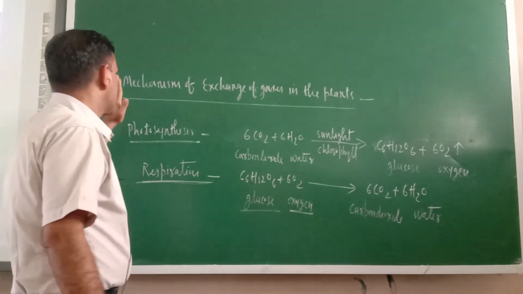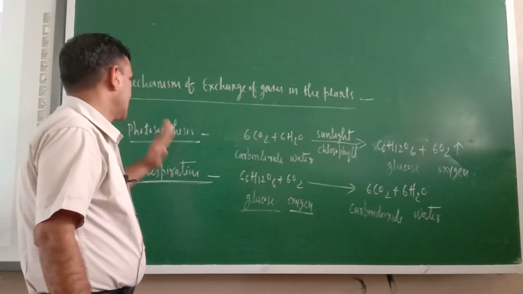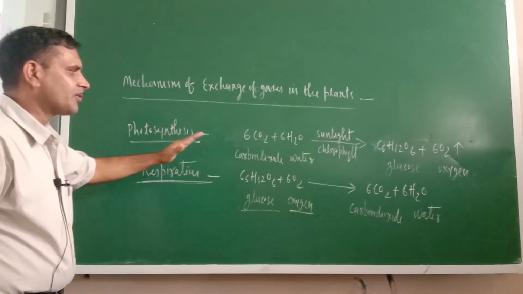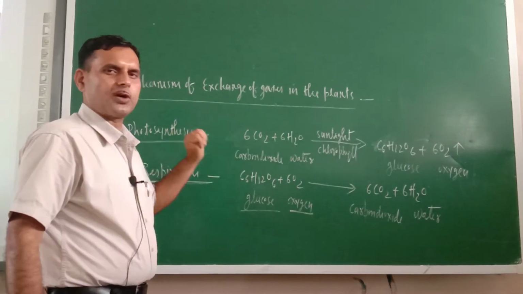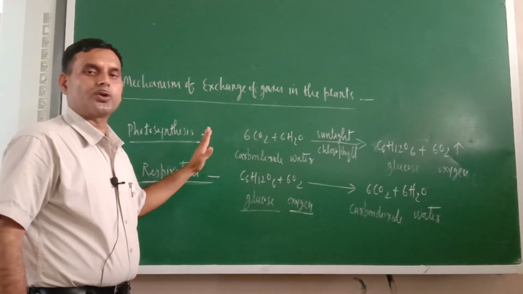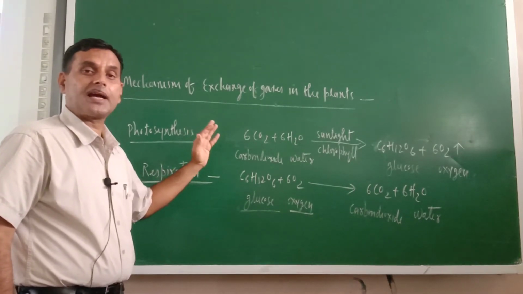Dear cadets, to understand the mechanism of exchange of gases in the plant, let us focus on two equations. You can write the word equation also, I don't have any problem. In photosynthesis, what is occurring? What is happening? Always remember, photosynthesis happens in daytime when solar light is there.